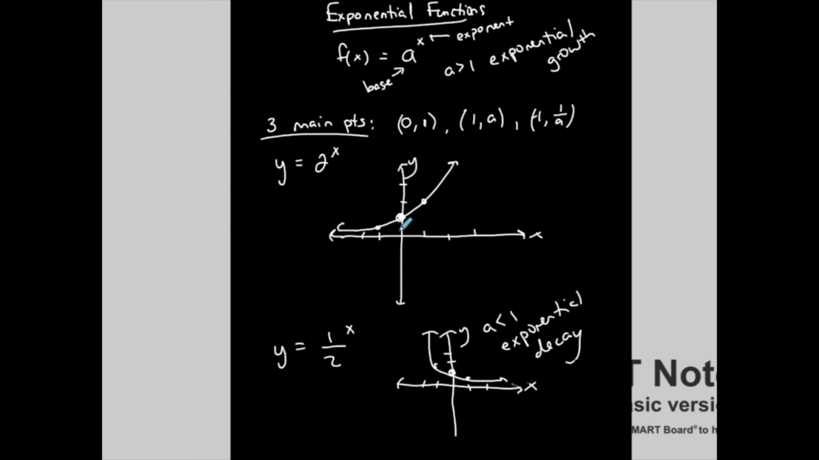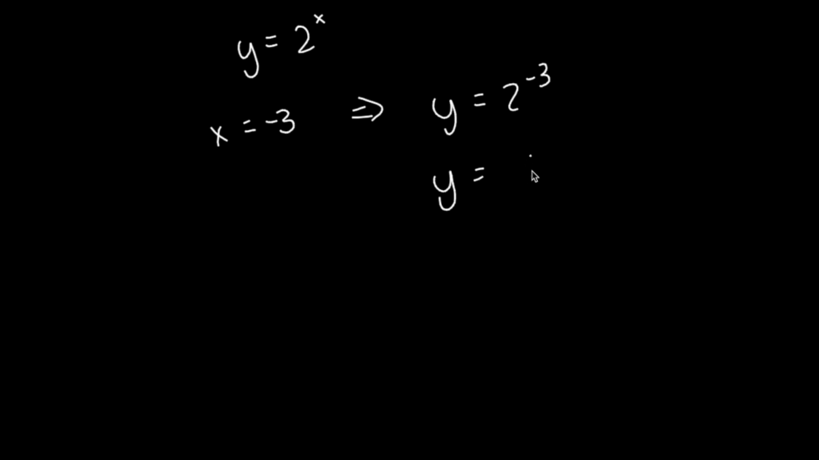Now, the reason that they don't go past the x-axis, there are no negative y outcomes, is because I can't take a positive number and raise it to anything to create a negative outcome. Even if the exponent is negative, it just creates fractions, right? Y equals 2 to the x. If x were like negative 3, right? Then y would be 2 to the negative 3, and a negative exponent just tells me to flip it, and therefore this is equal to 1/8.